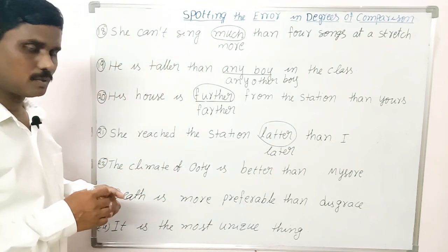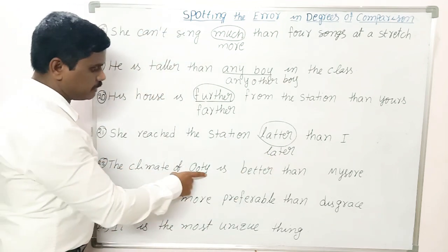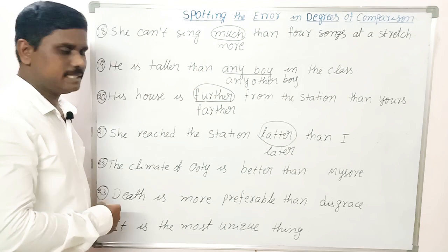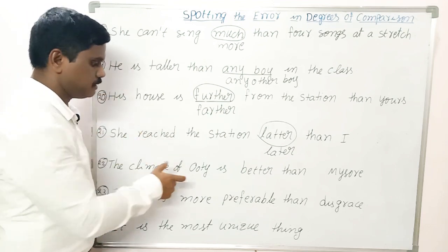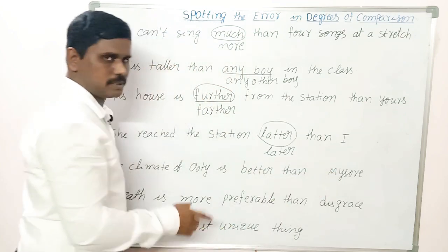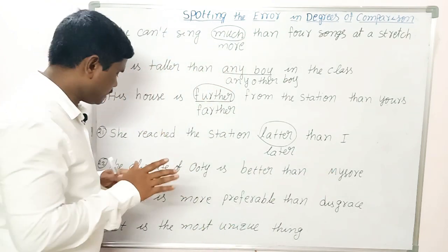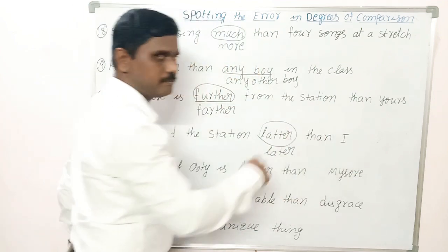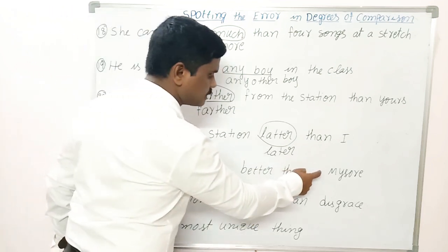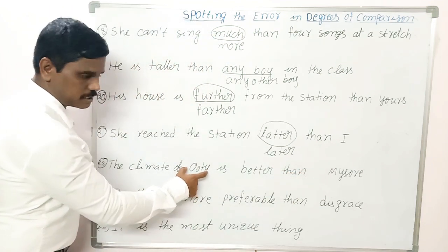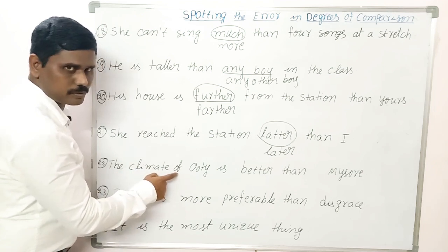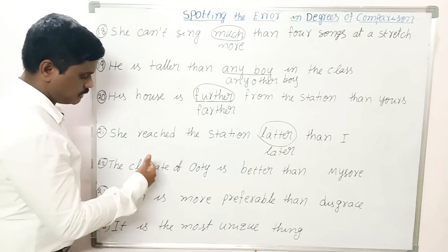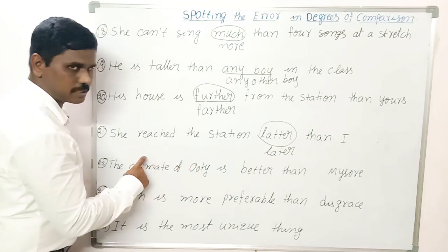Now let us see another most important sentence. The climate of Ooty is better than Mysore. Here be careful. The comparison is not between Ooty and Mysore. The comparison is between the climate of Ooty and the climate of Mysore. So here that word is missing. When we have Ooty as a noun, the climate of, the book of, the property of, the money of, the amount of, these are singular.